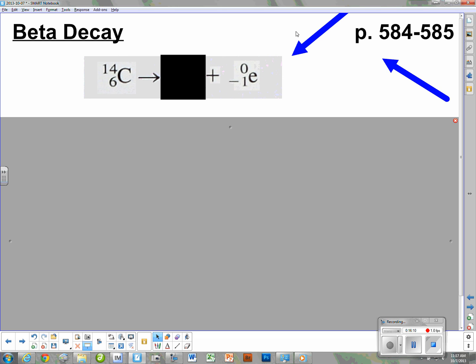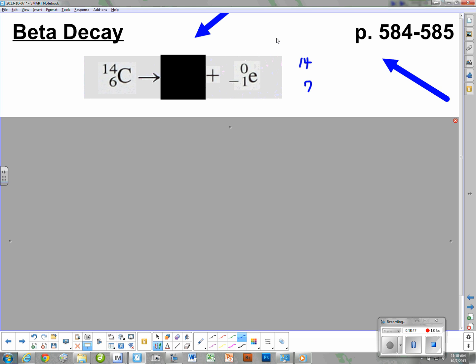What you do know is that you have carbon 14 to start, and you have an electron being given off, or a beta particle. Here's what we do. I don't know what the element is, so I'm not going to put in its symbol. But what does the number under the black square have to be to make the atomic numbers balance? Has to be a 7. Okay, and what's the number on top have to be to balance on both sides? 14. Yes, 14.